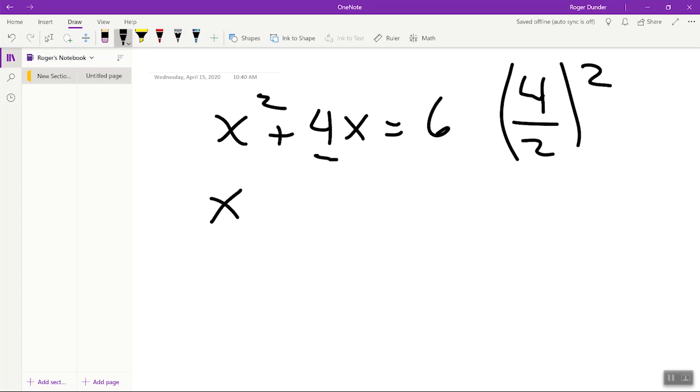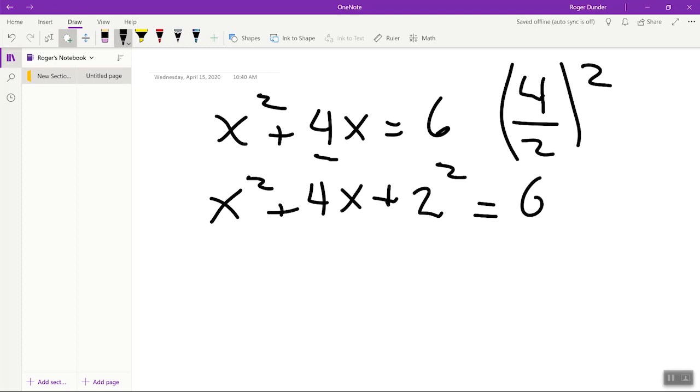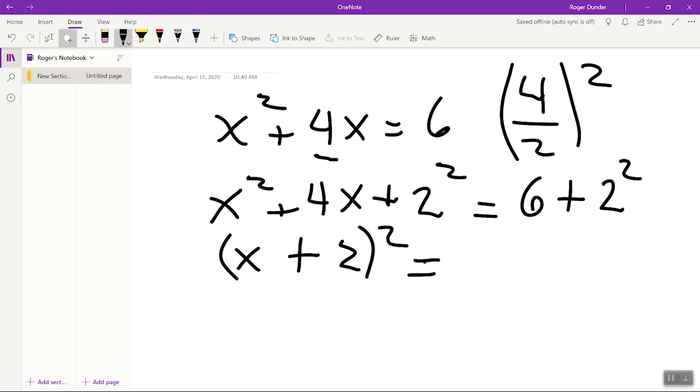So this will become x squared plus 4x plus, 4 divided by 2 is 2, so 2 squared, is equal to, now listen, you must maintain the equality here. So what we add to the left, we also add to the right. We added 2 squared to the left, so we will add 2 squared to the right. So this then on the left will factor as x plus 2 quantity squared is equal to, 2 squared is 4, 6 plus 4 is 10.